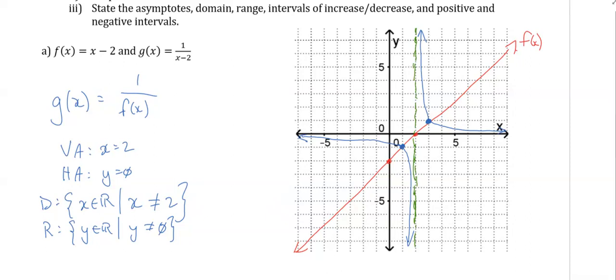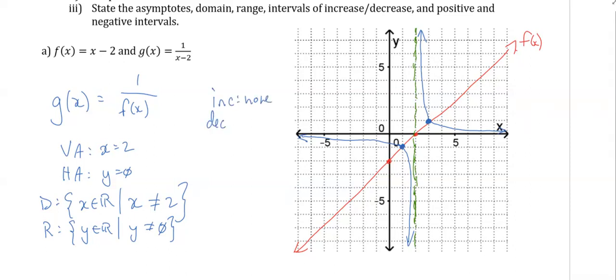So what's happening? I'm going to start at the very left of the graph. Are the y values getting bigger or smaller here? Smaller. And then we skip over the asymptote, and I start back up here, and what are the y values doing here? Still getting smaller. So does this graph ever have an interval of increase? This one doesn't. So intervals of increase, none.